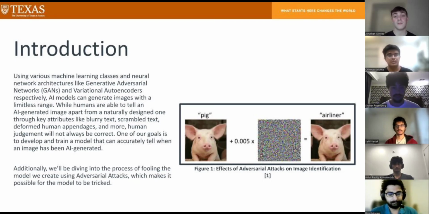Additionally, we'll be diving into the process of fooling the model we create using adversarial attacks, which makes it possible for the model to be tricked. An example of this is shown on the slide, where an adversarial attack causes the judgment of an AI model to be clouded and classify things incorrectly.